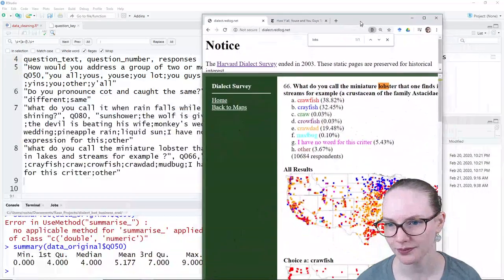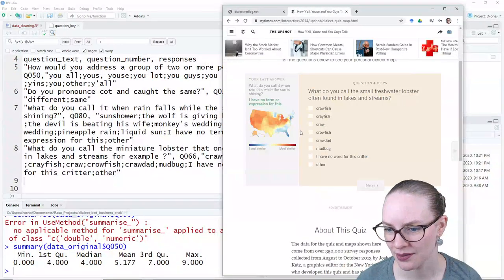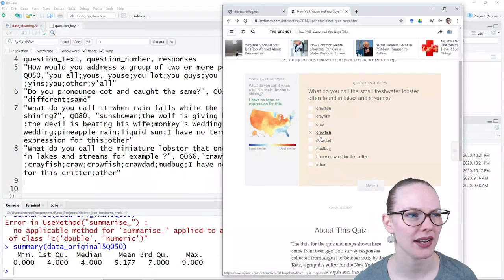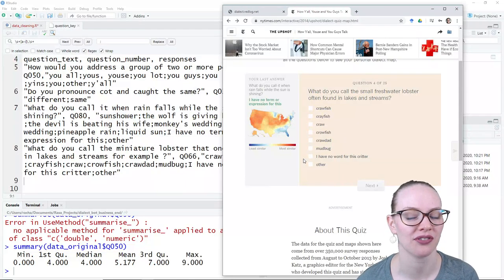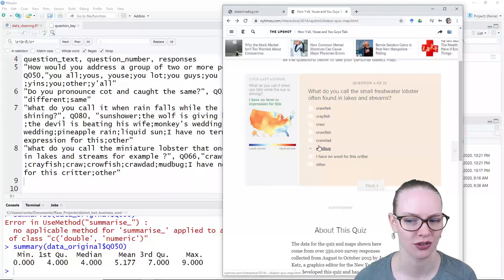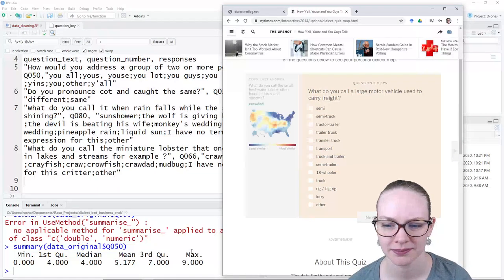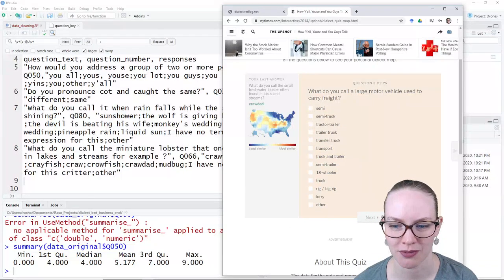All right. What did I say? Crawdad? I think I say crawdad. Yeah. But all of these sound fine to me, except for craw and crowfish. Those are weird. I think I say crawdad. Oh, that must be from my mama's family then.